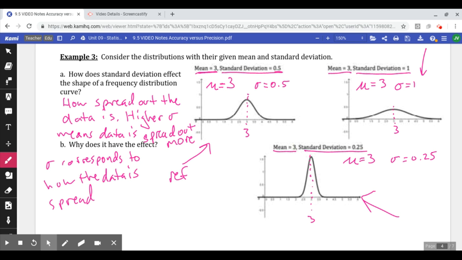Higher numbers mean the data is more spread out, and lower numbers mean that the data is less spread out, indicating that the lower the standard deviation is, the more data is closely centered around the mean.